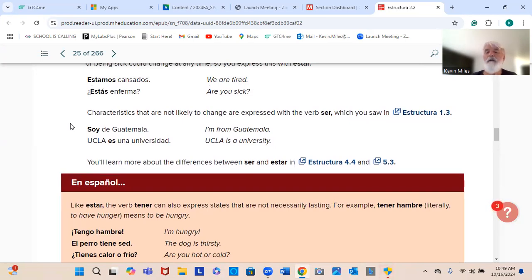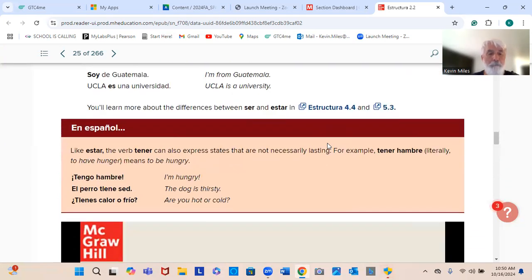Now, things that never change, that's when we're going to use ser. Things of identity or permanence. So I am from Guatemala. Yo soy de Guatemala. Él es de Honduras. He's from Honduras. Él es hondureño. He's Honduran. It's permanent. Look at this. UCLA is a university. We use ser. So we're going to use ser with permanency. And you can go back to section 1.3, giving identity or permanency. Okay.